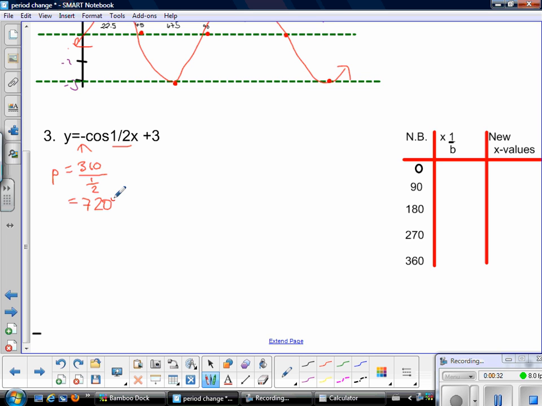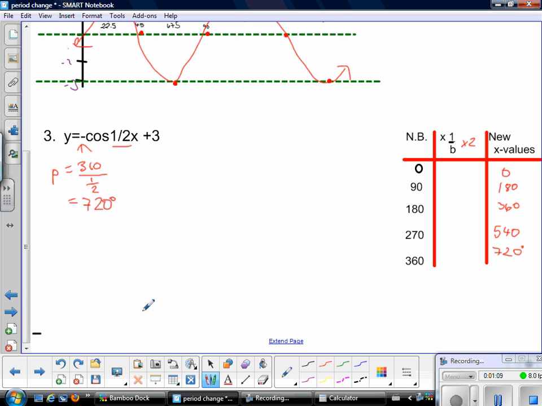And you can see that that is now an expansion, because not only is b between 0 and 1, you can see that it's much larger than 360 degrees. Same kind of process here. If I multiply by the reciprocal, it's the same thing as multiplying by 2. So all these values here are multiplied by 2. So we have 180, we have 360, 540, and finally 720. And again, notice that it matches what we calculated.